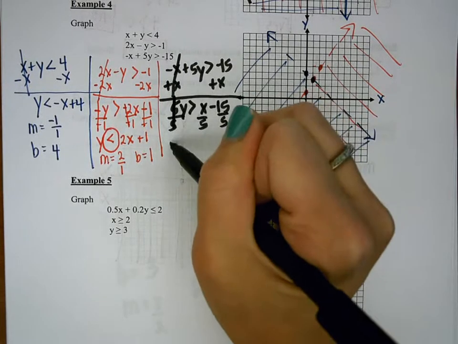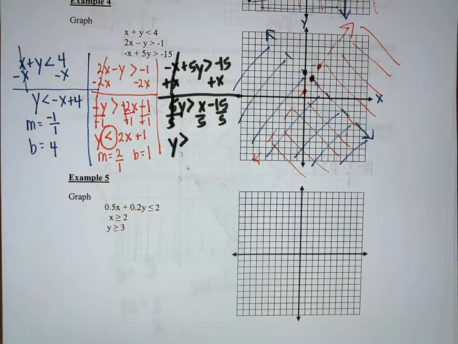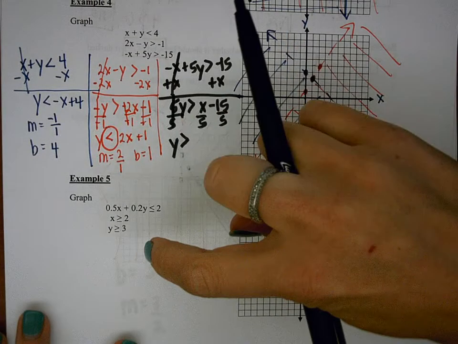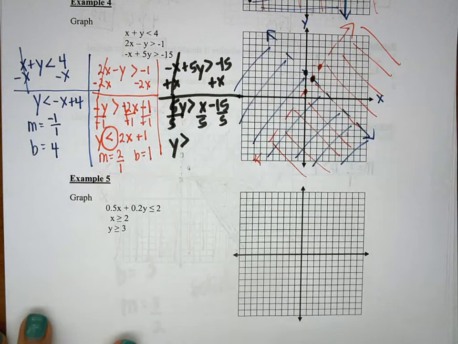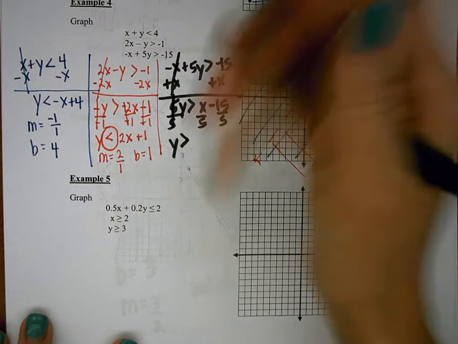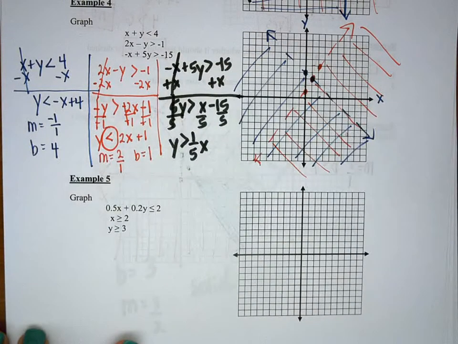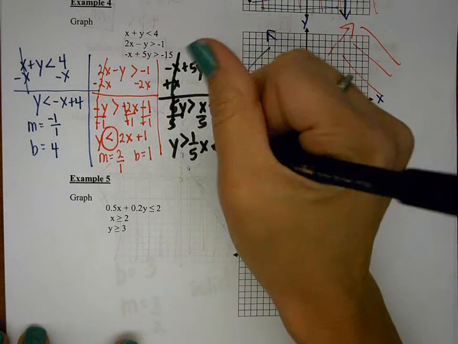We get y is greater than, remember to always pull your m value in front. And this isn't 5 I'm pulling in front, what is it? 1/5, because there's really a 1 in front. So this is 1/5 x, and then negative 15 divided by 5 is negative 3.